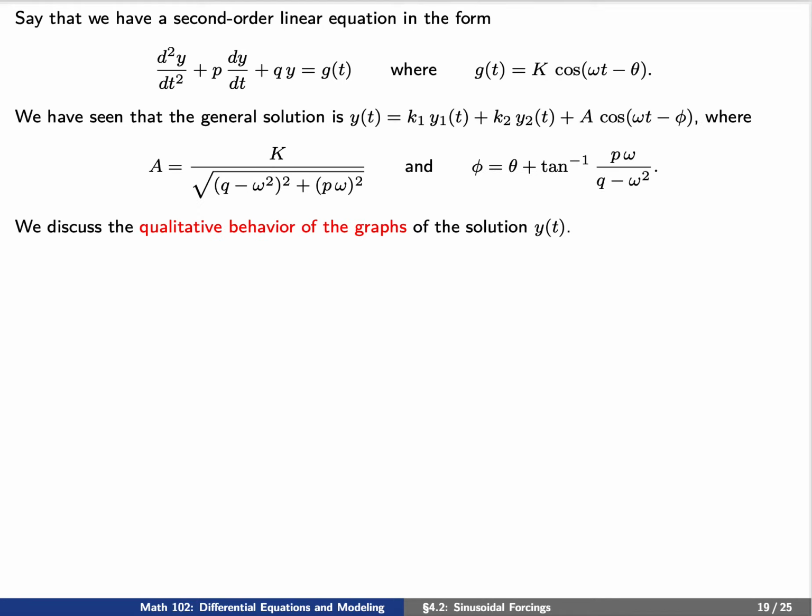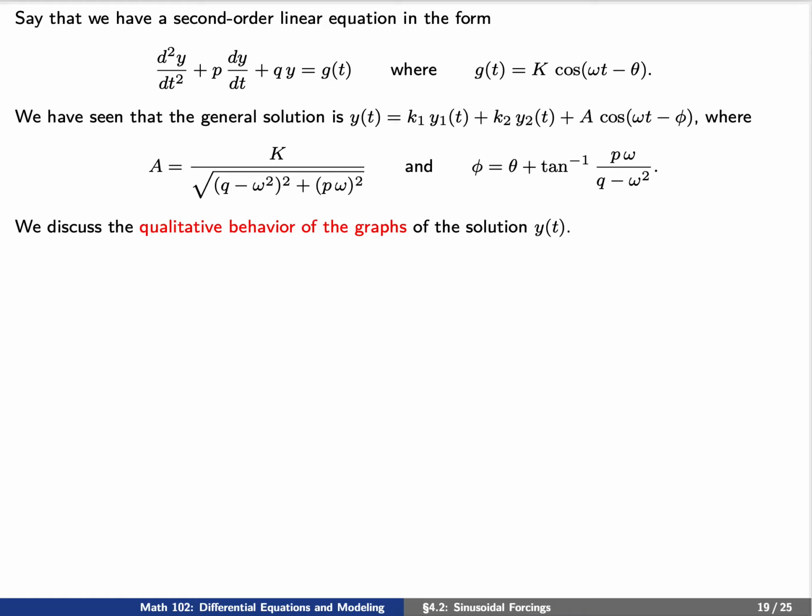We've seen that the general solution, y of t, can be expressed as k sub 1 times y sub 1 plus k sub 2 times y sub 2 plus a periodic function, capital A cosine omega t minus phi, where capital A we can express in terms of capital K and omega. Similarly, phi we can write in terms of theta plus the arctangent of p omega divided by q minus omega squared. We'd like to discuss the qualitative behavior of the graphs of our solutions y of t.